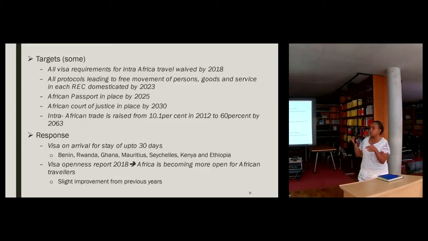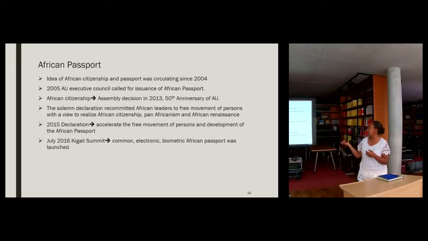So when you look into the responses of different countries vis-a-vis those targets, there are some encouraging signs. For example, some countries have started to issue visas on arrival. Benin, Rwanda, Ghana, Mauritius, Seychelles, Kenya, and Ethiopia are those countries who give visa on arrival for other African countries. When you look at the visa openness index in 2018, it reports a slight improvement in many of the African countries, and I believe it's a contribution of those efforts.